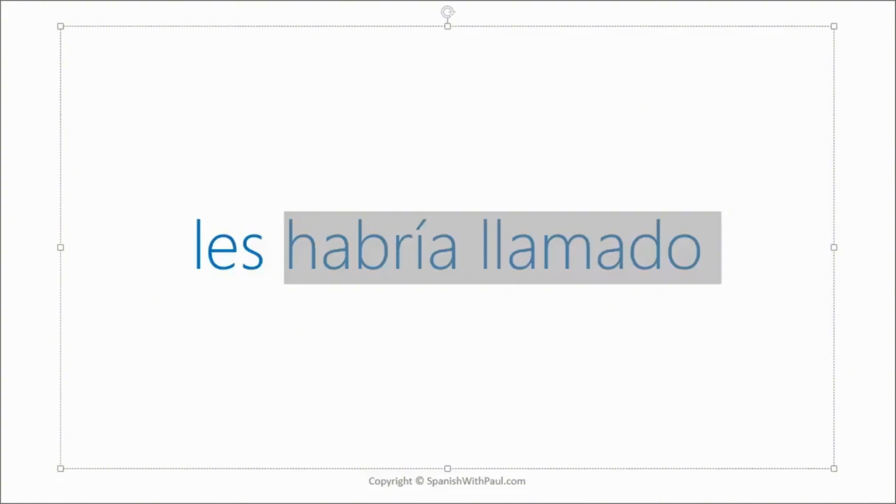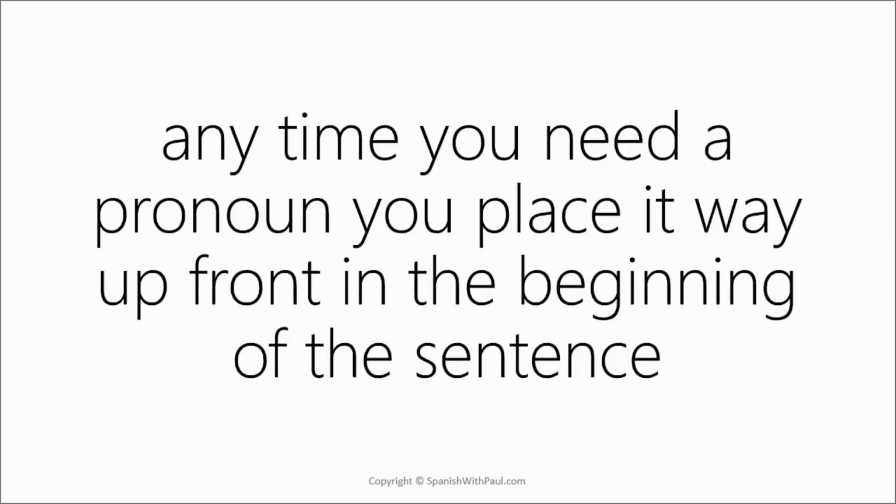So the important thing to take away from this video is that anytime you need to put a pronoun, you place it way up front at the beginning of the sentence. And also to remember that we, of course, have irregulars with these past participles. Not every verb goes to ado and ido. We have examples like poner going to puesto, or hacer going to hecho, or decir going to dicho, and there are many others as well.